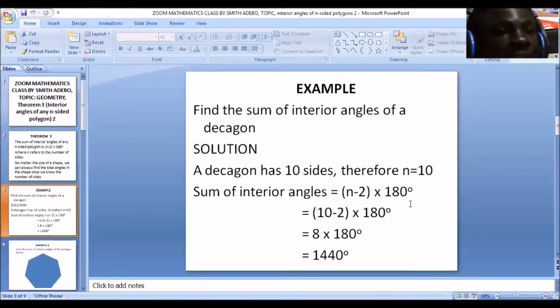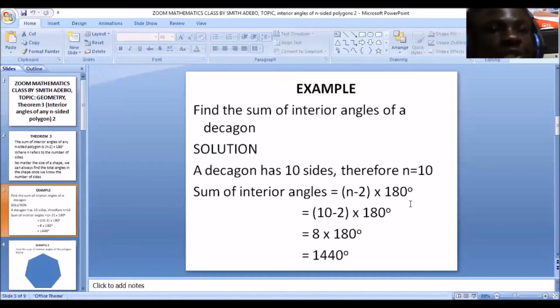What is a decagon? A decagon is a plane shape. Like every other plane shape, it's a polygon because it has more than 3 sides. A decagon has 10 sides, and that is the defining property. The main thing you need to know when you are finding the sum of interior angles is the number of sides. How many sides are in this polygon? Is it 4 sides? Is it 5 sides? Is it 6 sides? That is the defining property, because according to the formula, the only unknown is the number of sides. So once you know the number of sides, job done.